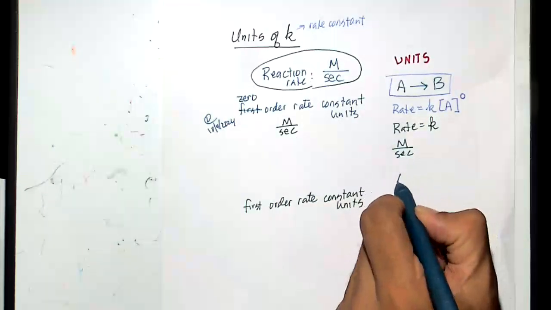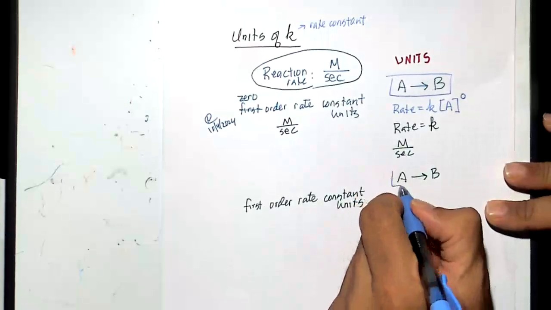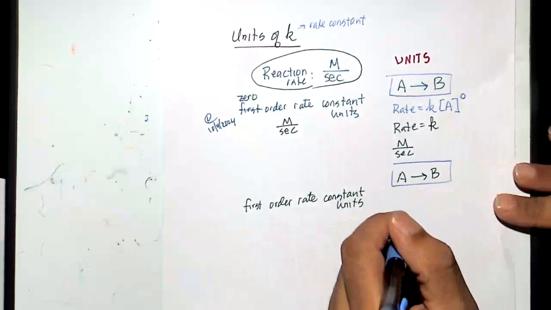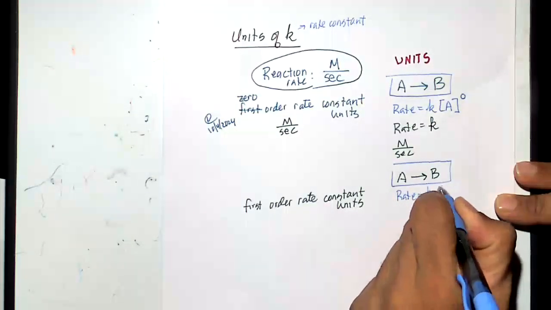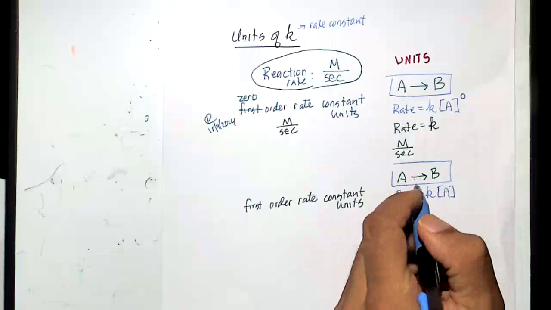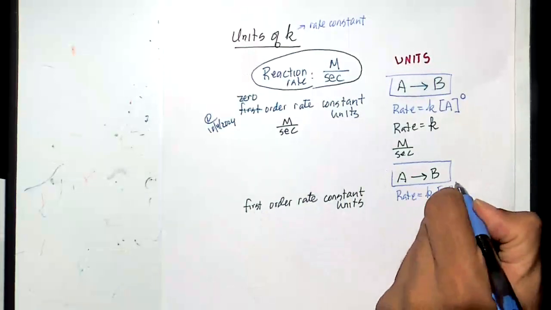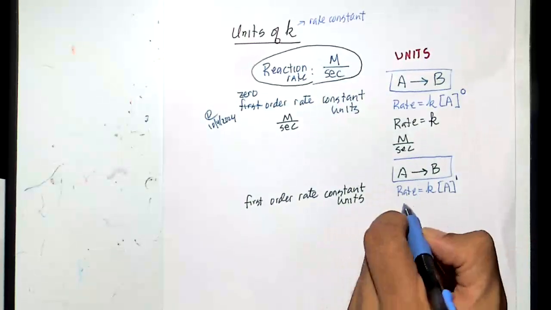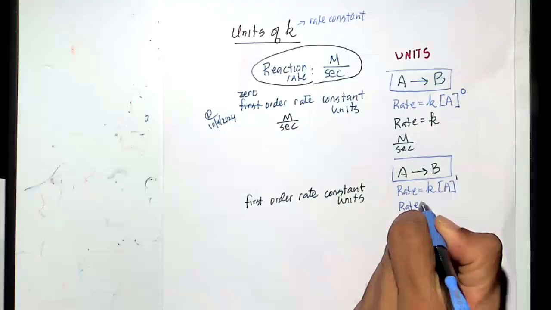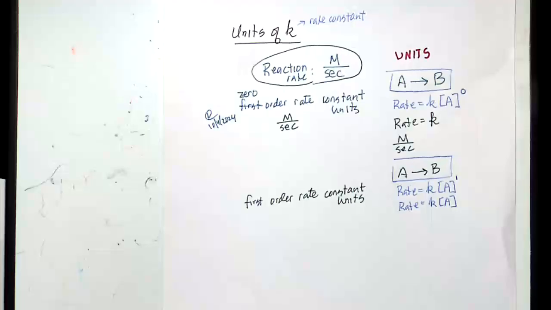Okay, so same reaction, A goes to B. Here, just as we've done before, rate is equal to our rate constant times our starting material raised to the order of decay. If it's first order, this is going to be 1. So what's anything to the power of 1? It's just that number.